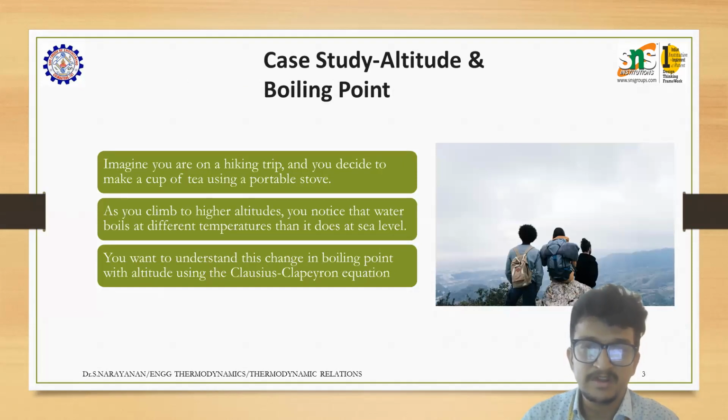So imagine you are trekking with your friends and you decide to make a cup of tea using a portable stove. As you climb to higher altitude, you notice that the water boils at a different temperature than it does at sea level. To understand this change in boiling point, we will see what the Clausius-Clapeyron equation is all about.